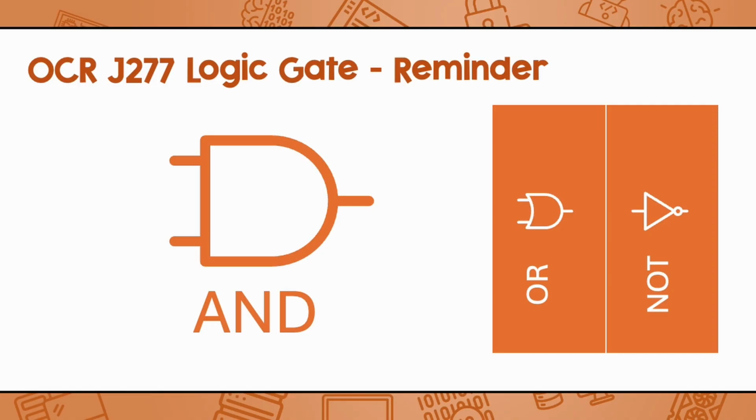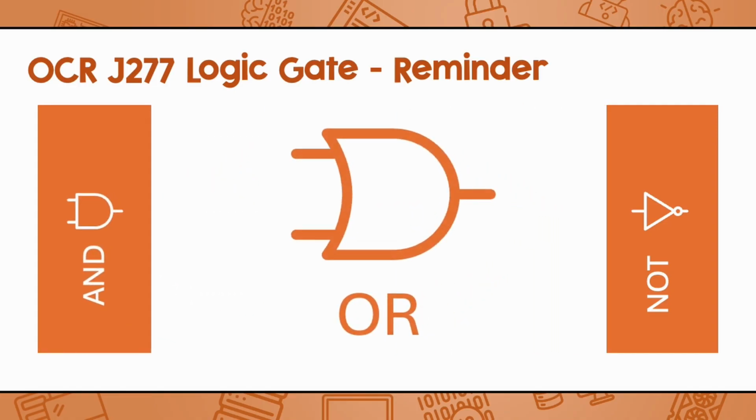The OR gate is very similar. We've got two inputs and one output. The only difference is that at least one of the inputs must be positive in order to achieve a positive output.